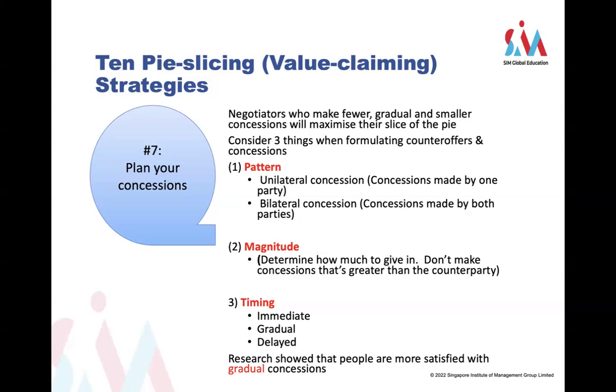Now, research shows that people are more satisfied with gradual concession. So let's just imagine a scenario. If you are so enthusiastic to give a discount, you want to give a discount immediately. If the other party asks for a 5% discount, you say, oh, yes, of course. And then that person pushes for a 10% discount. Sure, I will give you a 10% discount. It shows that you are too enthusiastic, too eager to negotiate, okay?